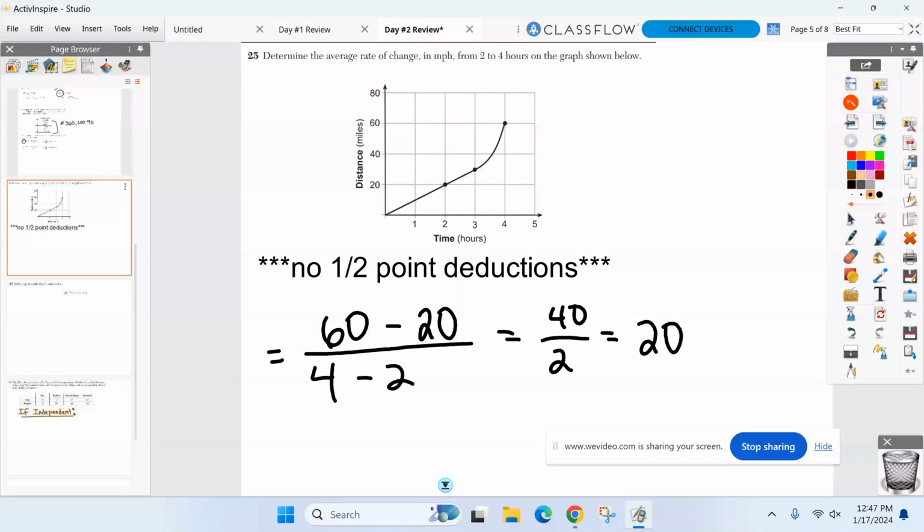Now, I wrote a little note here. Note, you have to get full points taken off. There's no half point deductions on the Regents. And I say that because let's say you put your x's on top, y's on the bottom. That's a full point off. I know it's a simple mistake, but they take full points off on the Regents, not half points. So we good here? Can we get this average rate of change question correct?